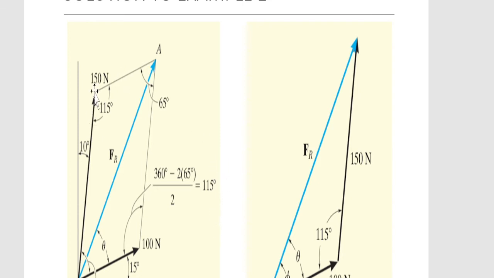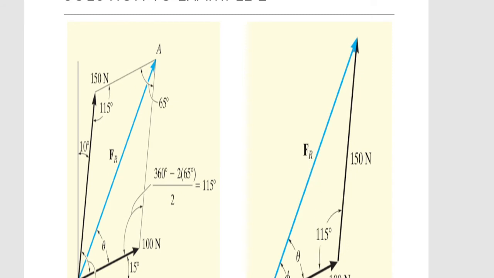So once we get 115 degrees on each side, we can further reduce the triangle, so as not to make it complicated. I use the triangle law. I just take the half. So the 150 Newton, we can transpose it to the other side. It will be the same since it's a parallelogram. So 150, 100, and FR.